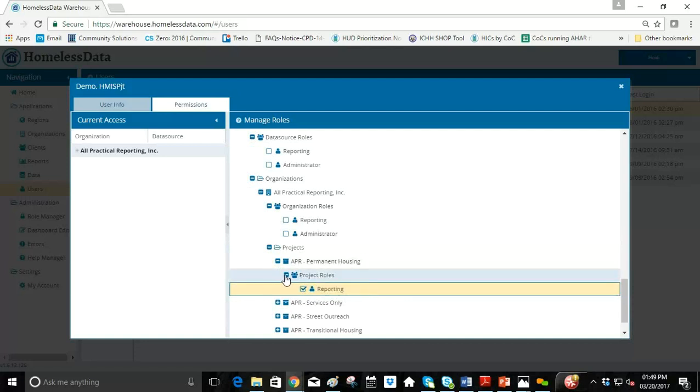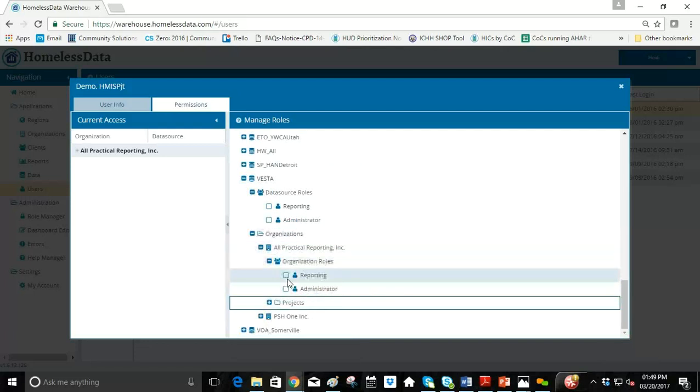Or if you have a manager in your region who should have administrative rights to the whole organization, you can do that as well. I'm going to walk through some examples of these in just a moment as well.